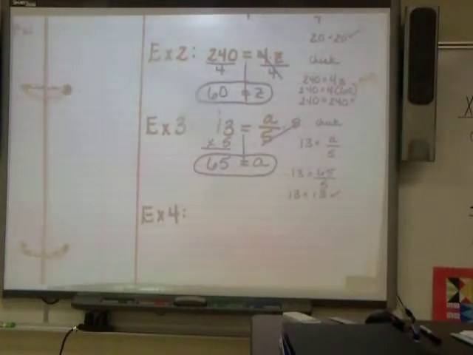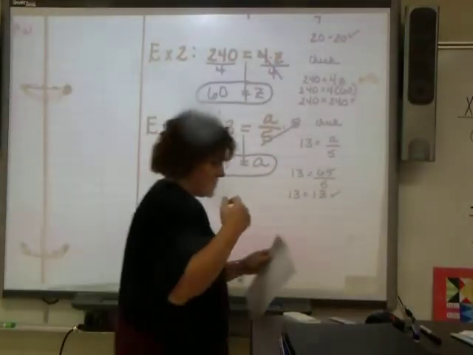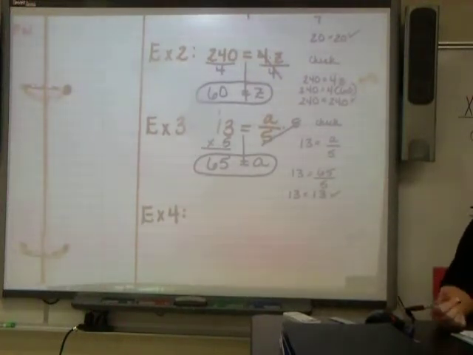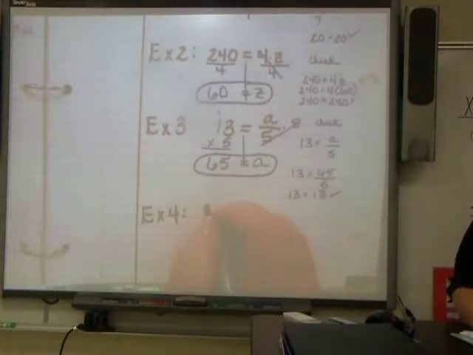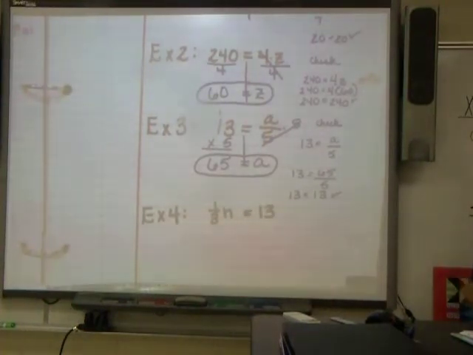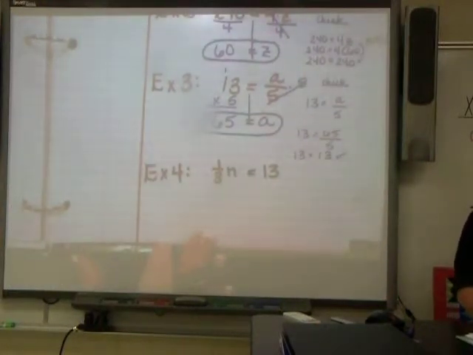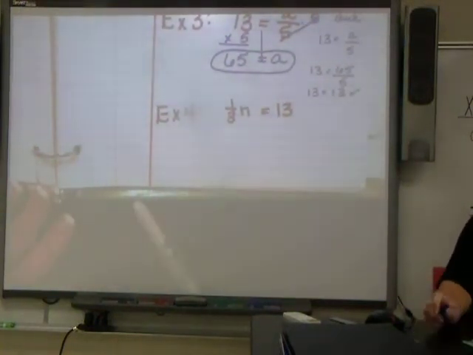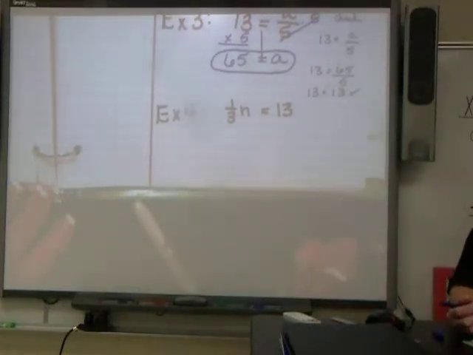Go back, which would say Math 6 homework 5.4. And look at the second column, the second one down. It says 1/3 n is equal to 13. One-third n is equal to 13. Now again, this is my balance.